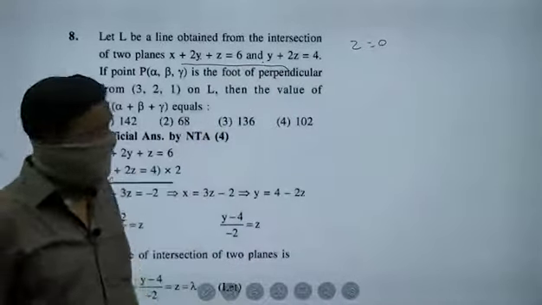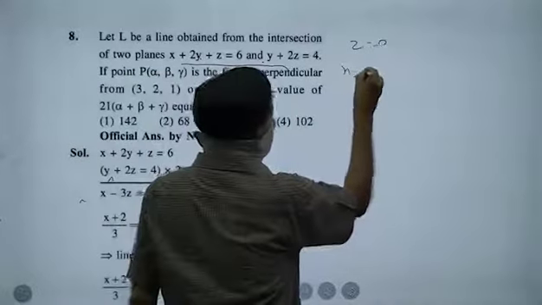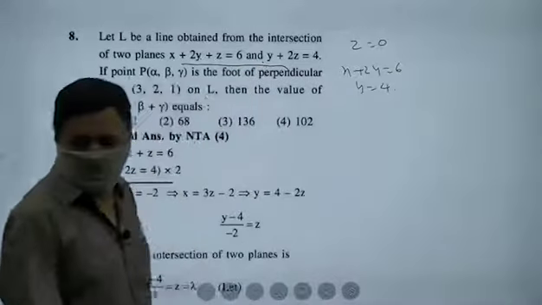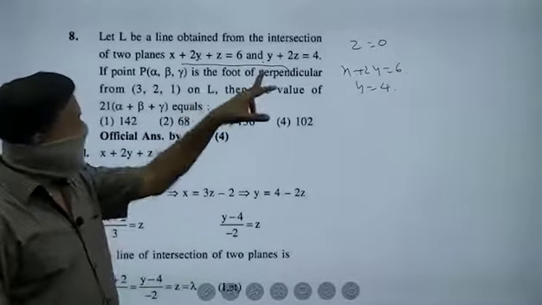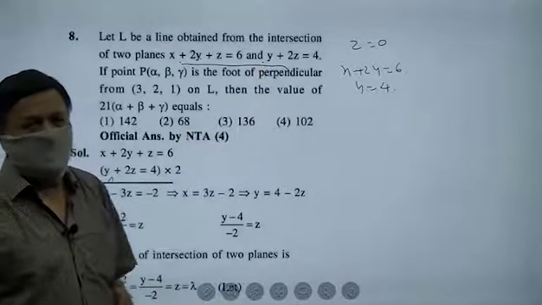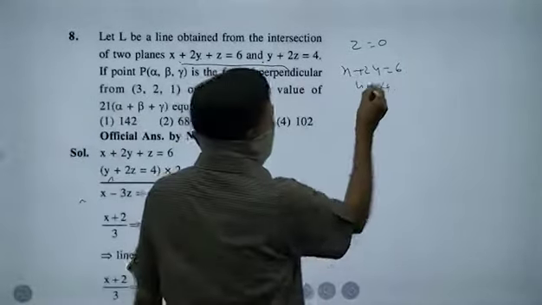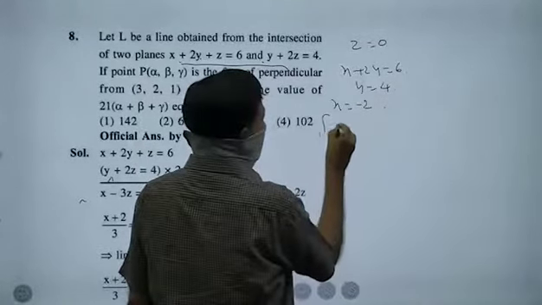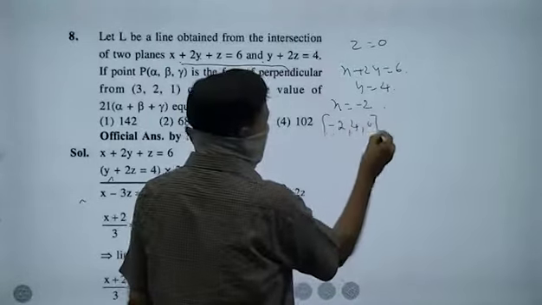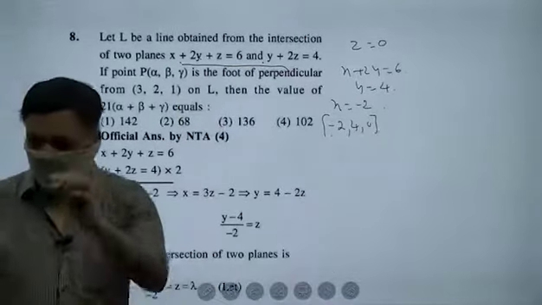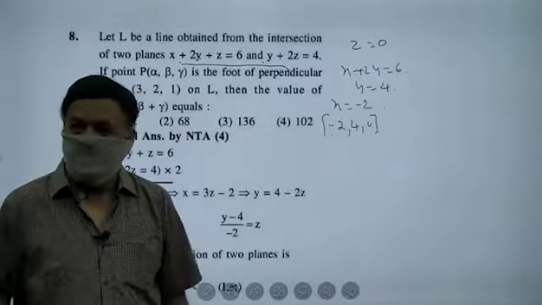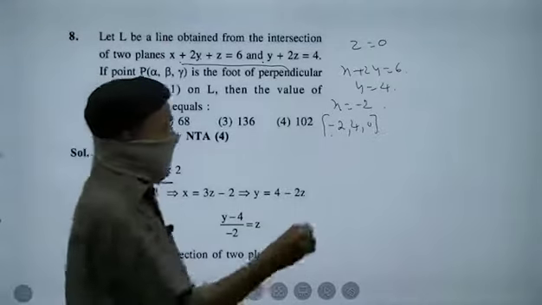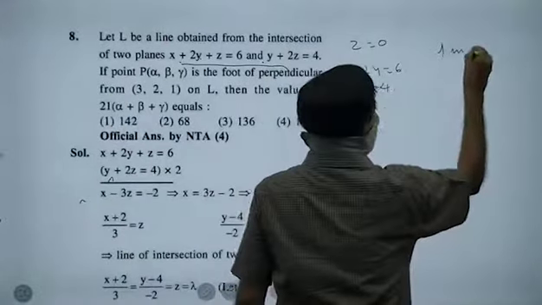If you put z equal to 0, you will get x plus 2y is 6, y is 4. Then you are going to get x is equal to minus 2. So, the point is minus 2, 4, 0. I got one point. You can put whichever you like, z equal to 0, y equal to 0, or x equal to 0. Get one point. Now, let l, m, n be the DRs of the line.